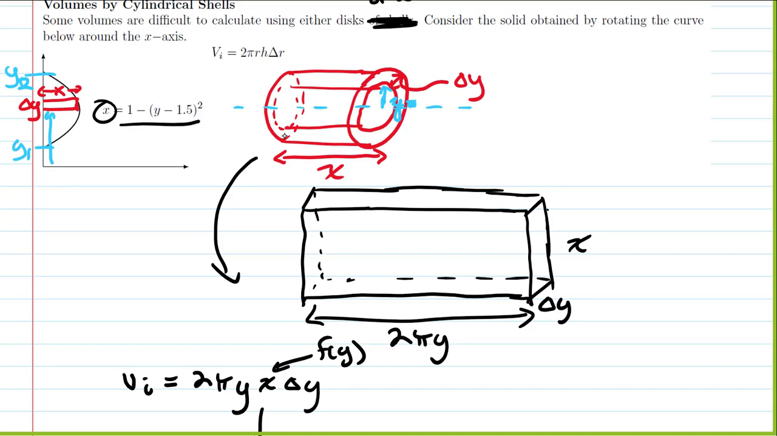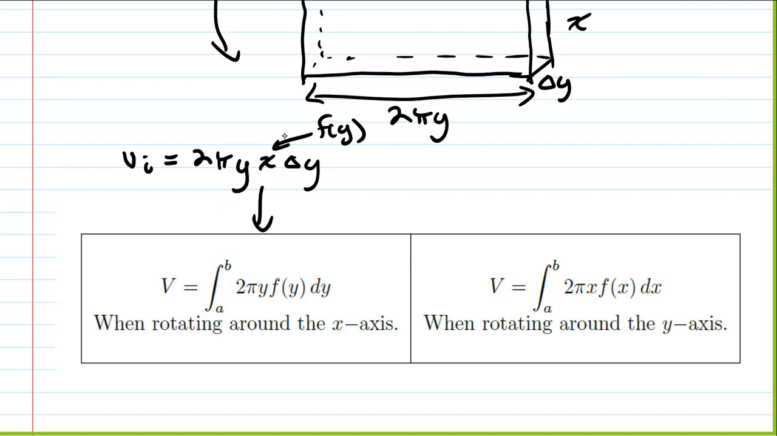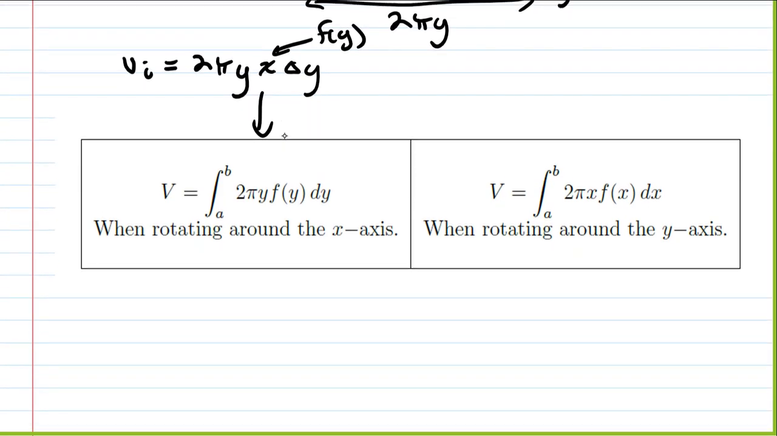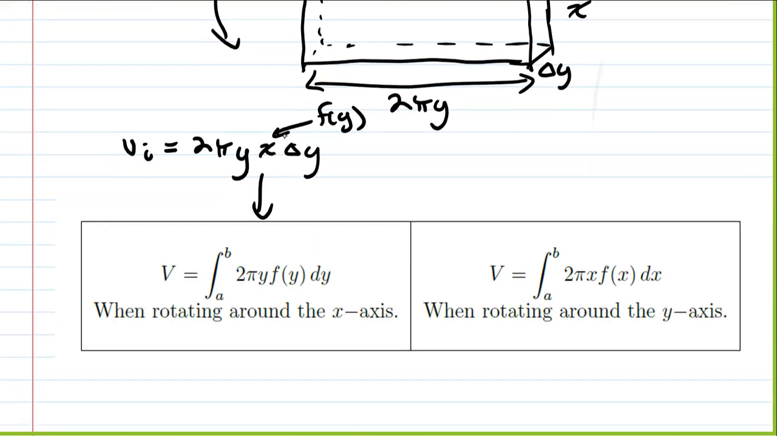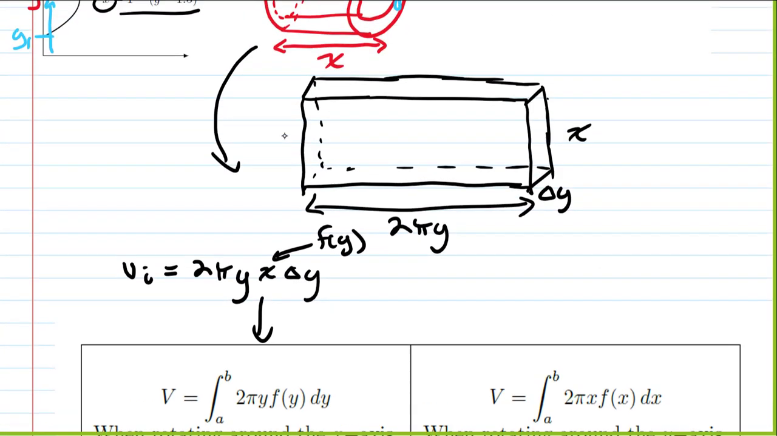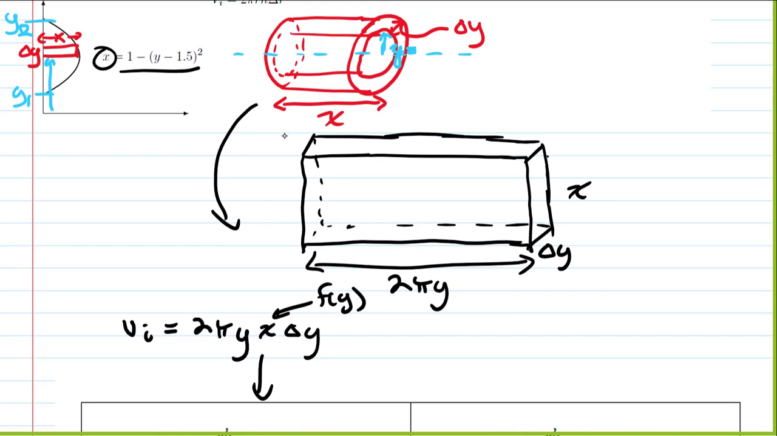If you did a similar picture, turned the can upright and went through the geometry, you would derive something equivalent for the other formula. So something that's going to be very important: in 6.2, we did volumes around the x and the y. When using discs and washers, the axis of rotation was perpendicular to the discs and the washers. When doing shells, the axis of rotation is parallel to the shells. So you see our approximating rectangle here is parallel to the x-axis.